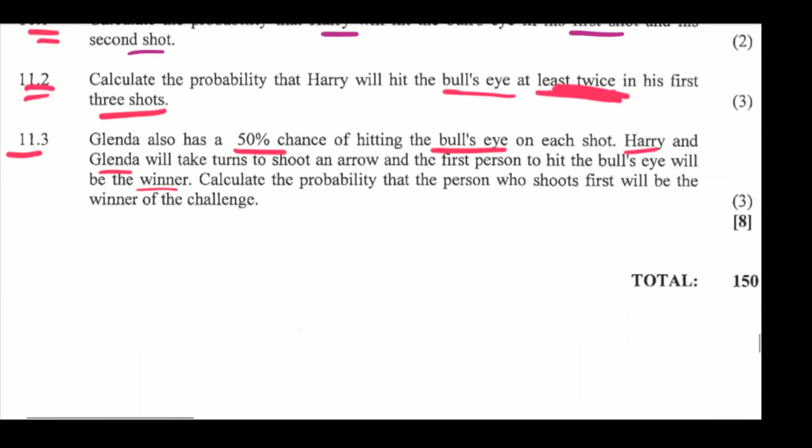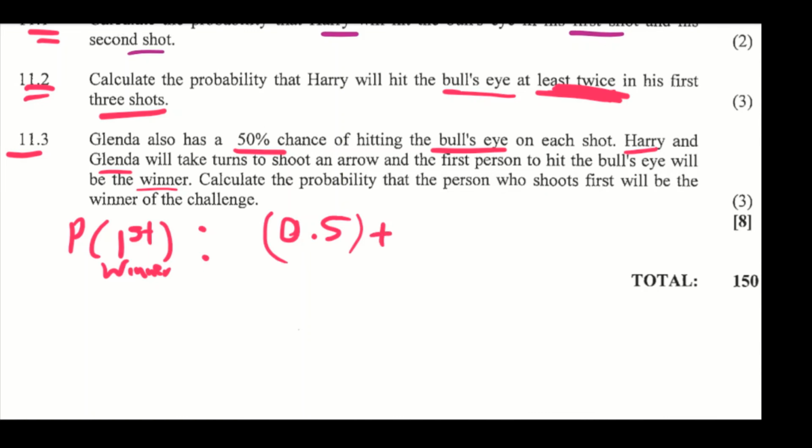So the probability that the person who shoots first is the winner, we're going to find it by first identifying the probability of hitting the bullseye is this one here, plus the probability of hitting the bullseye is going to be 0.5 to the power of 3, plus the probability of hitting the bullseye is going to be to the power of 5, right?